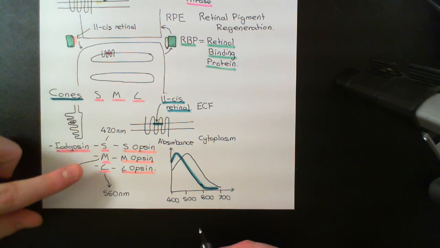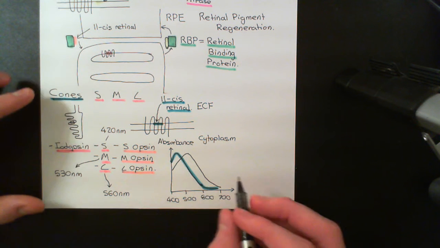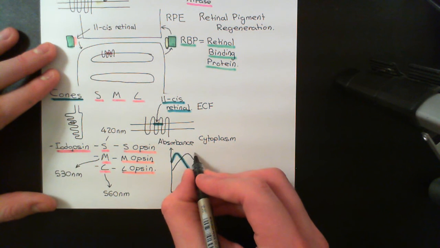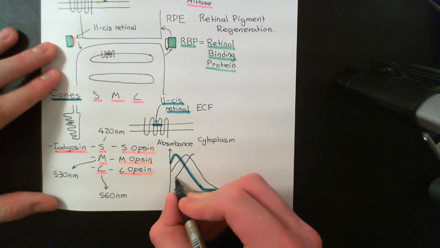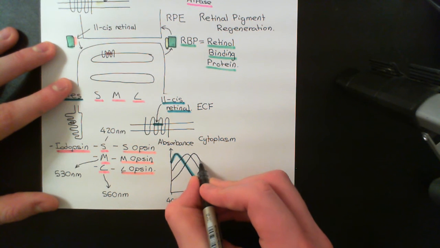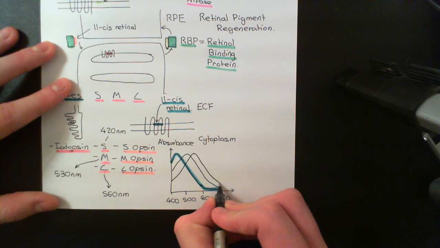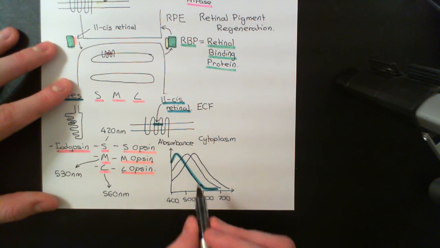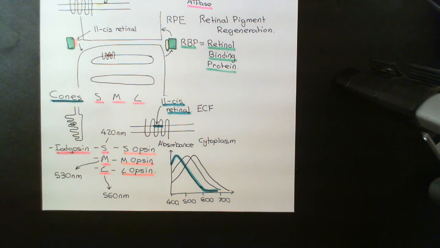Now what we'll have is M-iodopsin. M-iodopsin's peak absorbance is at 530, so its absorbance spectrum might look something like this, so its peak will be at 530. But again, the point that I'm really trying to stress with this graph is that you should not think that these light receptors, for instance M-iodopsin, will only absorb photons of 530 nanometer wavelength.